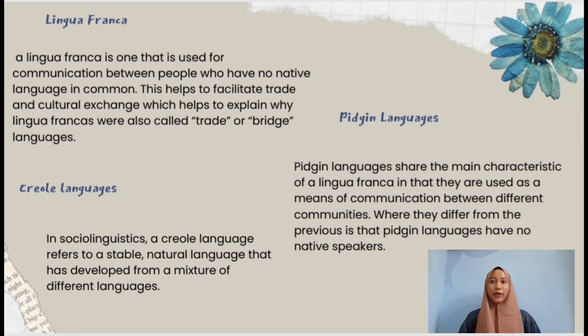Okay, next to pidgin languages. Pidgin languages share the main characteristic of lingua franca in that they are used as a means of communication between different communities. Where they differ from the previous is that pidgin languages have no native speakers. So, although pidgin languages and lingua franca serve as a means of communication between different communities, pidgin languages do not have native speakers. Pidgins usually develop as a simplified form of communication when groups with different mother tongues come into contact with each other, serving practical communication needs without being the first language of any of the groups involved.